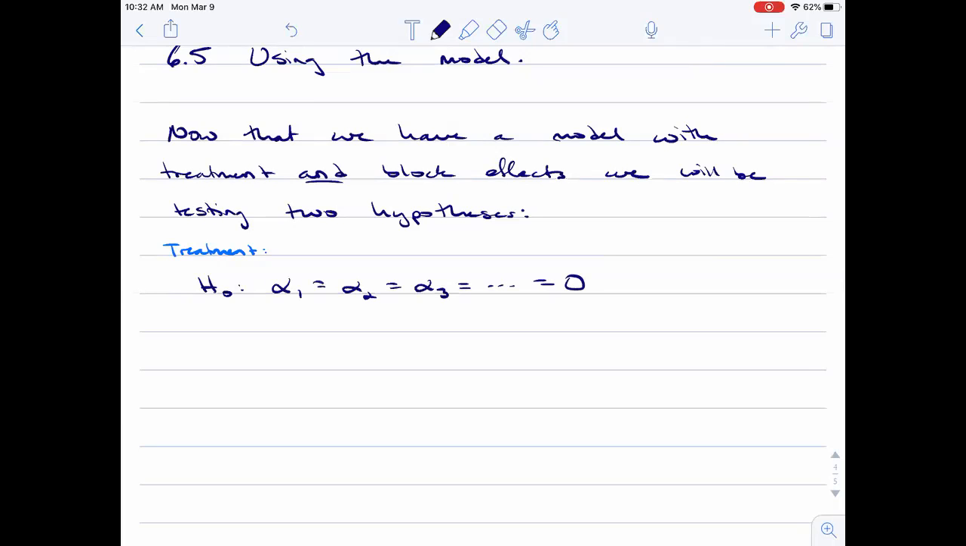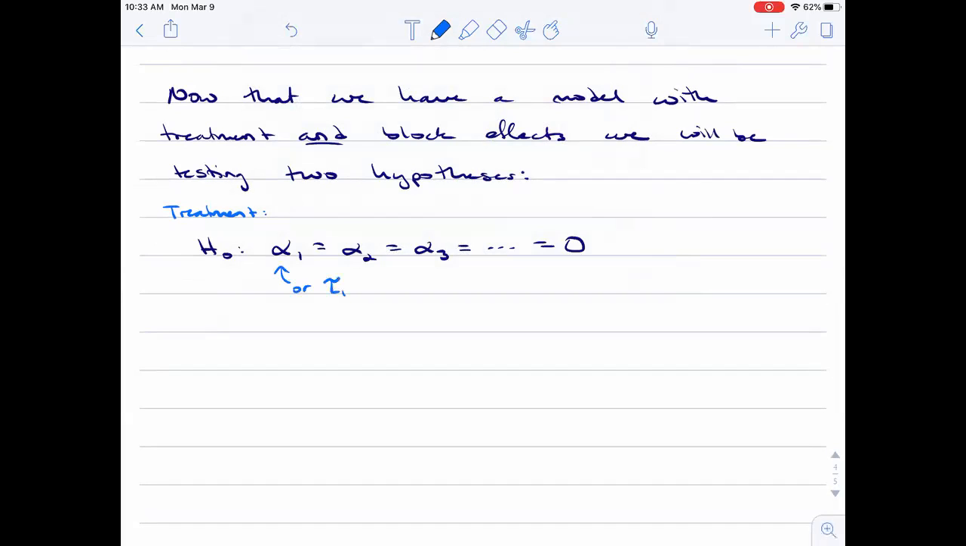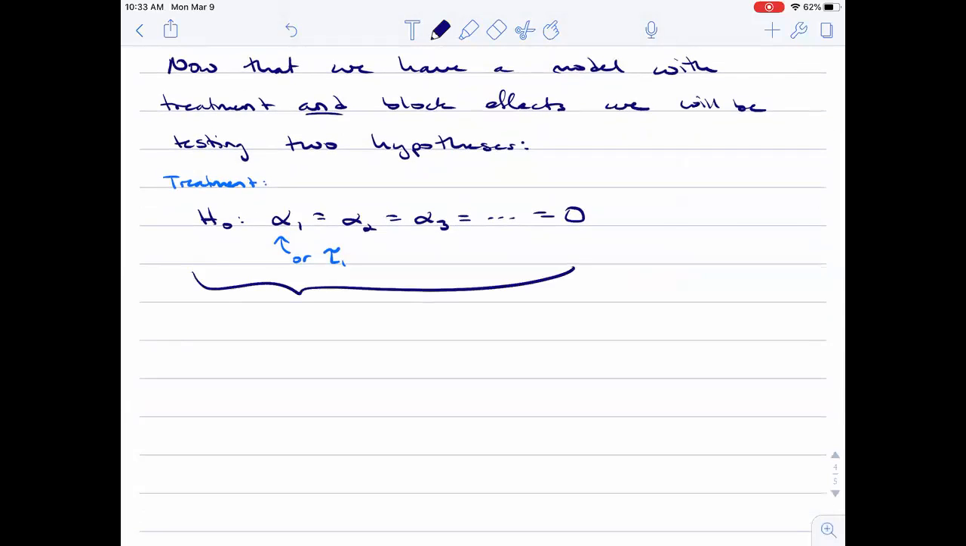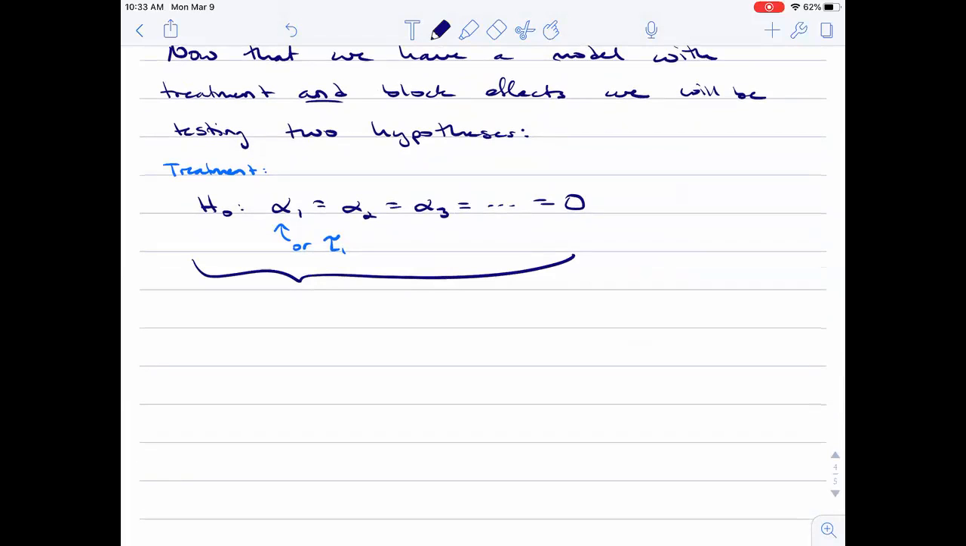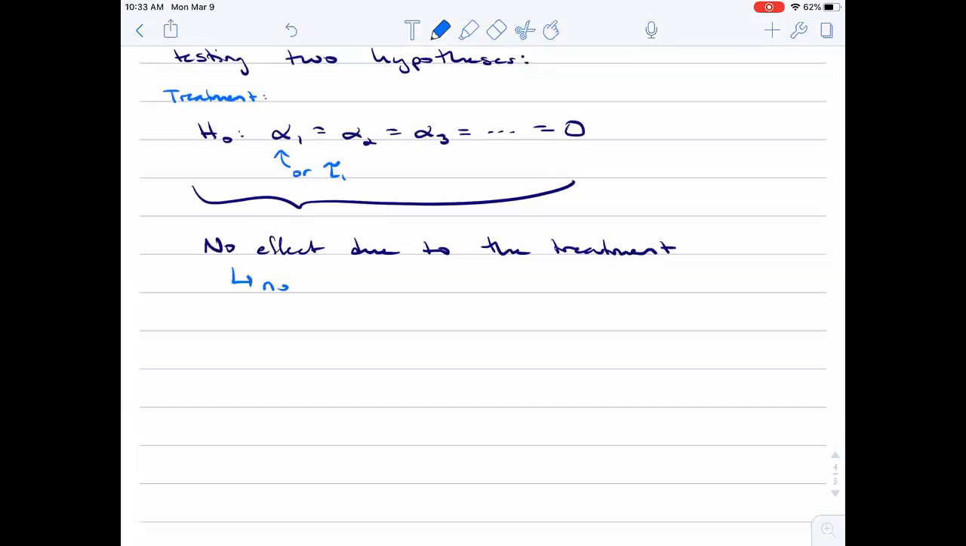Remember, you can use alpha or tau for the treatment. Or tau 1, tau 2. We used alpha for the one-way ANOVA. And then I guess I'm being inconsistent because I said, okay, let's use tau for treatment when we've got blocks and we want to differentiate. But what we're saying here is that this null hypothesis is that there's no effect due to the treatment. So there's no effect due to the treatment, or no significant treatment effect.